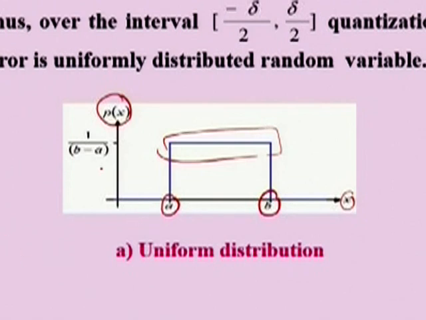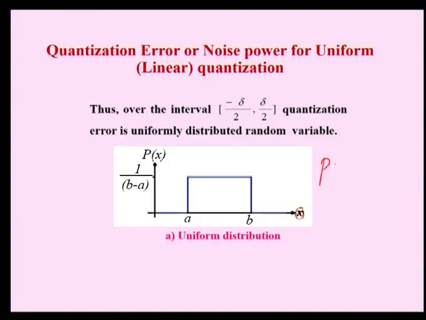So, what is the probability density function of a uniformly distributed variable? That is, p of x is the probability of x of a general random variable, and if it is uniformly distributed, then it is given by 1 by the maximum value B minus the minimum value a, that is the difference of the upper value and the lower value. This gives the probability density function of a uniformly distributed random variable.